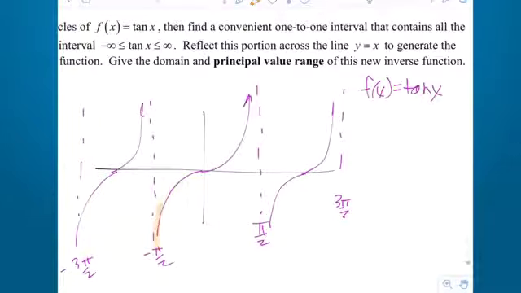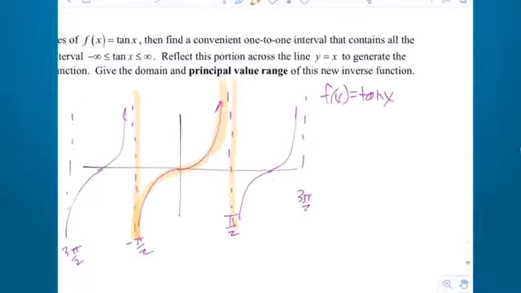The most convenient interval is going to be, like sine, the symmetrical interval on either side of the origin, negative pi halves to pi halves. We can't include pi halves and negative pi halves in this case because they're the vertical asymptotes, right? Okay? But if I take that branch that lives between the vertical asymptotes, I get a 1-to-1 interval, passes the horizontal line test, and it does include all the tangent values from negative infinity to infinity, and it is convenient by the criteria that it is the one that passes through the origin, okay?